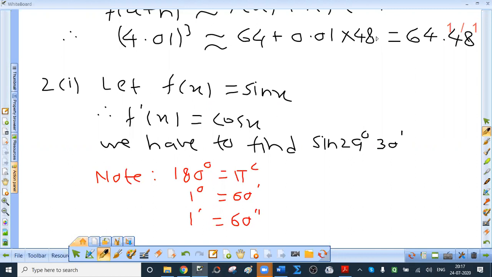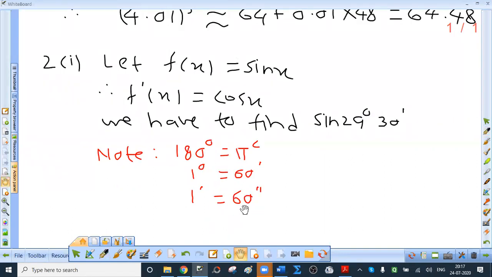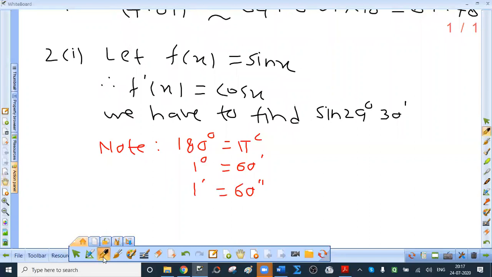Now we have to find sine 29 degree 30 minute. You should know this relation, that 180 degrees make pi radian, 1 degree 60 minute, and 1 minute equal to 60 second. So here we take, change the color. So take A equal to what? Take A equal to 30 degrees, that is pi by 6 radian.